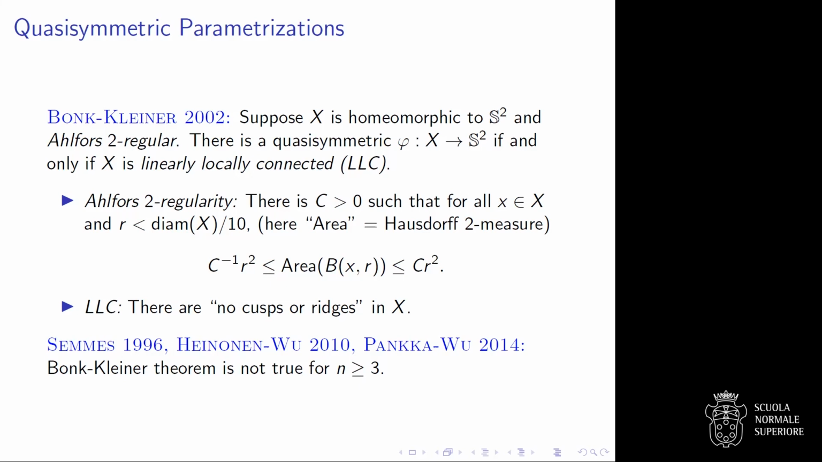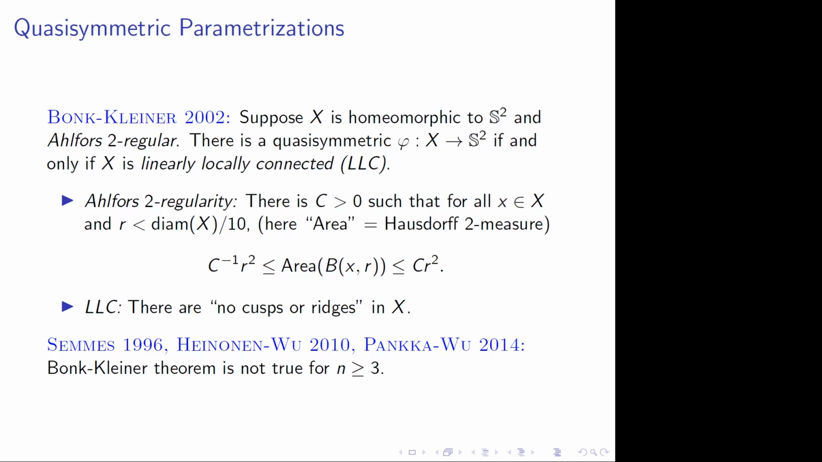So the Bonk-Kleiner theorem really is a complex analytic theorem in the sense that it depends strongly on plane topology. And it also looks like the uniformization theorem about conformal mappings, except that there's a condition on the space, and then there's a strong conclusion, stronger than conformal. You actually get global geometric properties.